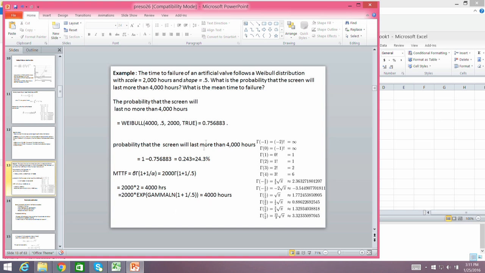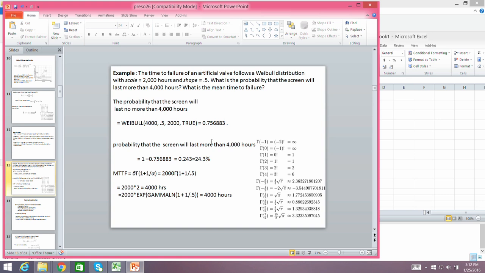So, in this particular problem we are looking at the probability that the artificial valve will last more than 4000 hours. As you can see here, the probability that the artificial valve will fail in less than 4000 hours is 75%. So, 1 minus 75% will be about 24.3%.